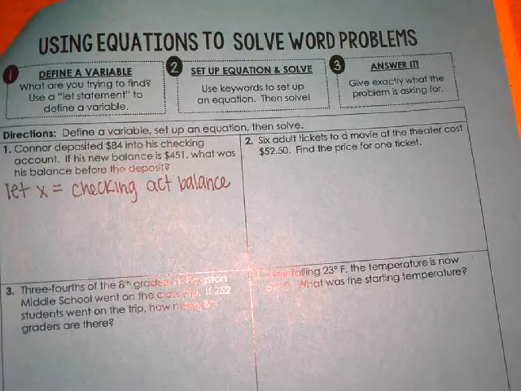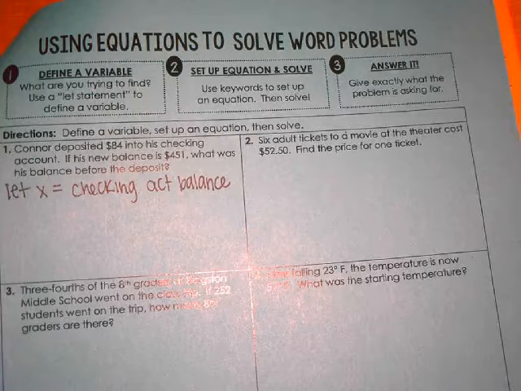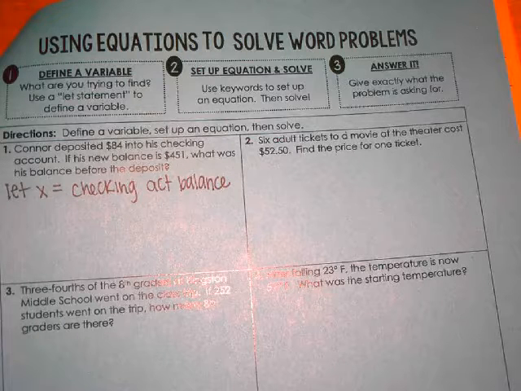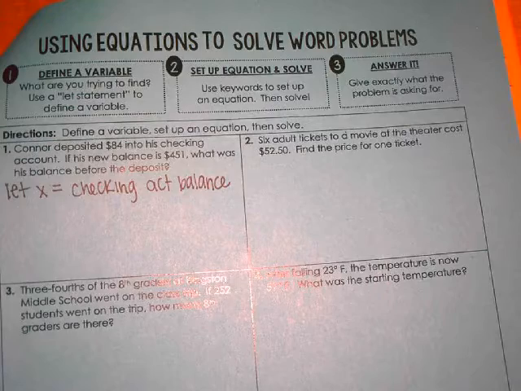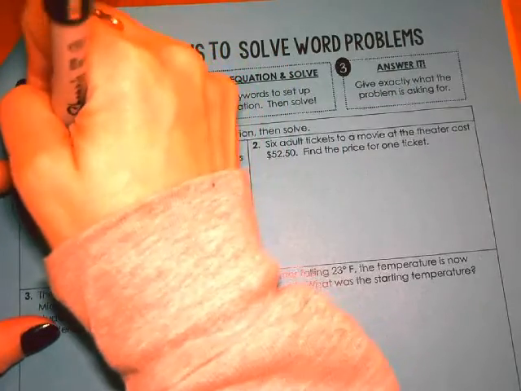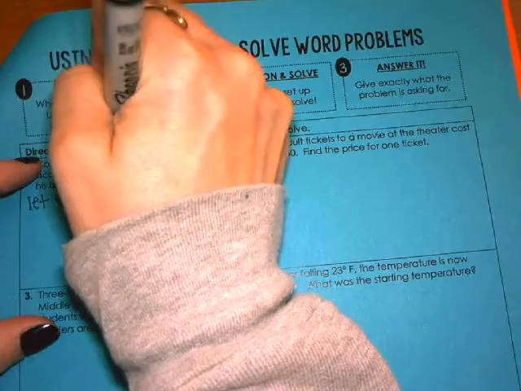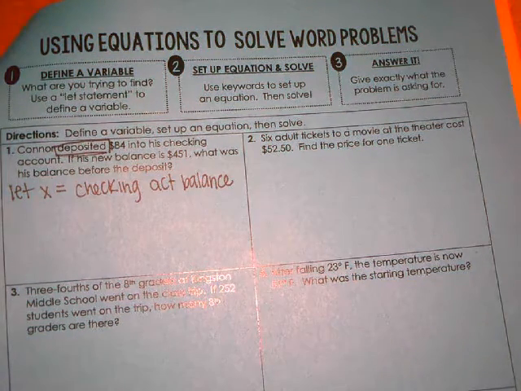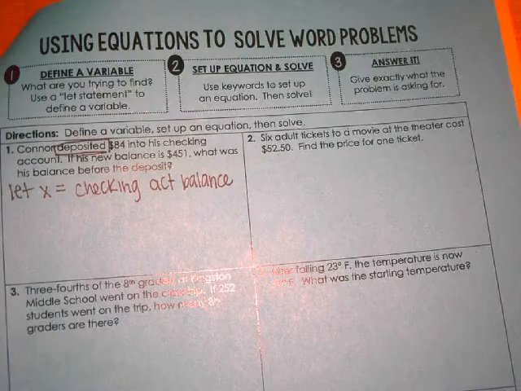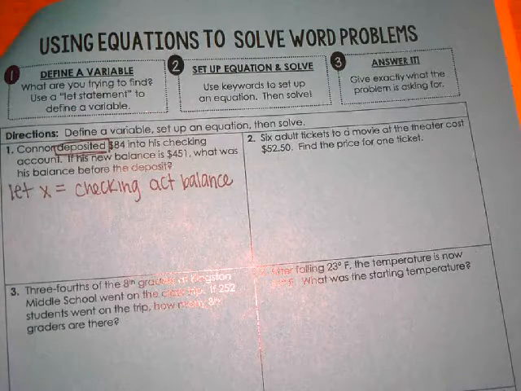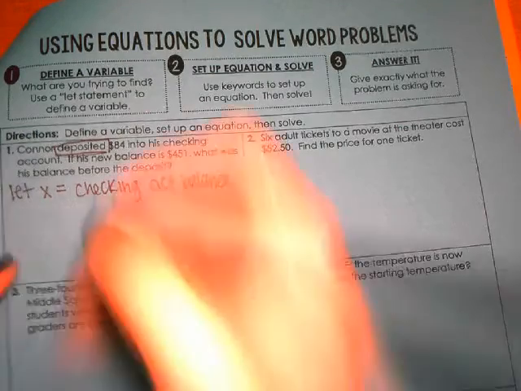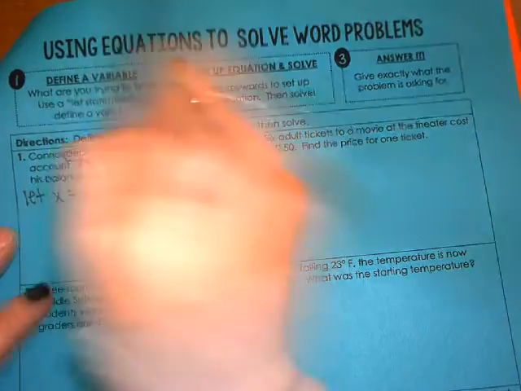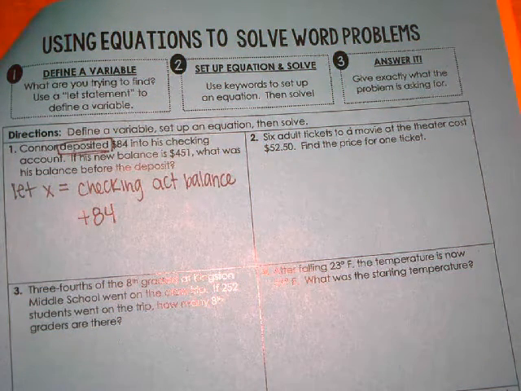Step 2, set up the equation and solve. Okay, use keywords to set up the equation. So when we read this sentence, Connor deposited $84 into his checking account, what is the key word? Deposited. What does deposited mean? To put in. Okay? So if it is putting in, am I adding, subtracting, multiplying, or dividing? And what am I adding? So I have plus 84 because deposited, plus 84. Does that make sense to everyone?